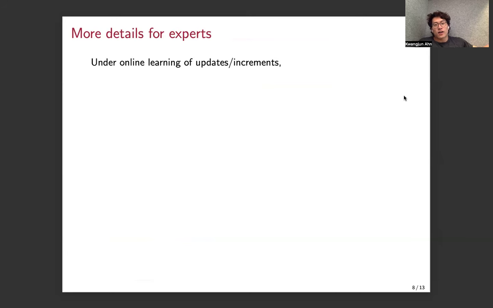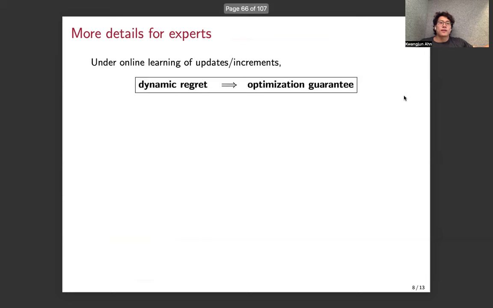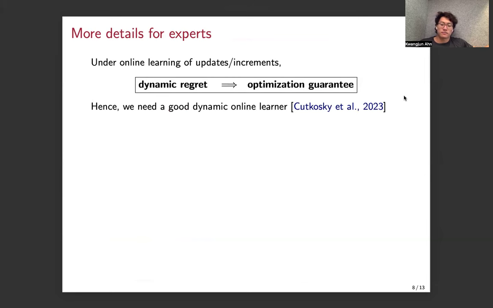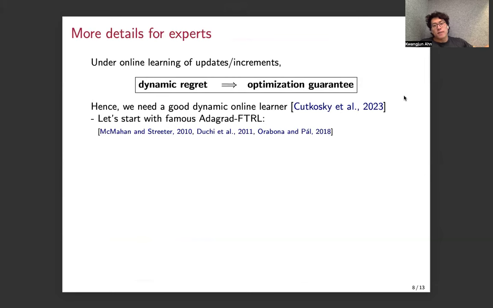So under the online learning of updates or increments framework, you can actually show that dynamic regret, one of the performance metrics of online learning algorithms, leads to optimization guarantees. So what we care about here is that we need a good dynamic online learner. Okay, so let's start with the famous AdaGrad FTRL. It's a pretty good online learner, utilizing nice works by McMahan and Streeter, Duchi et al., and Orabona and Pál. The update rule looks like this, and it's very effective because it's gradient adaptive, and also it's scale free.